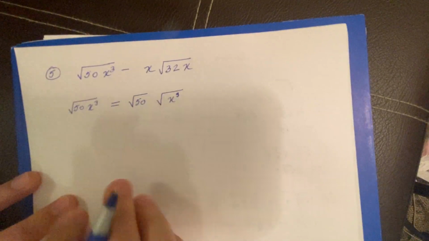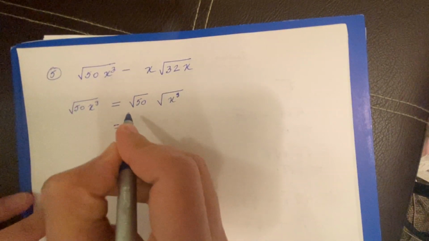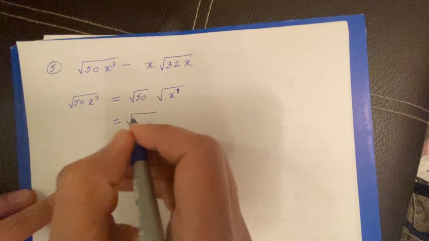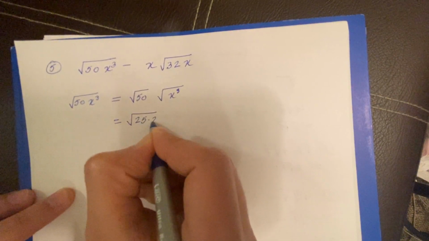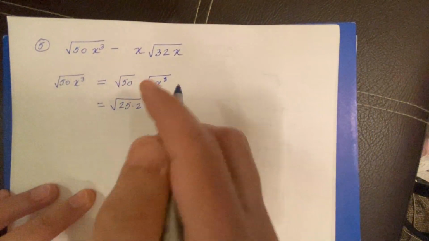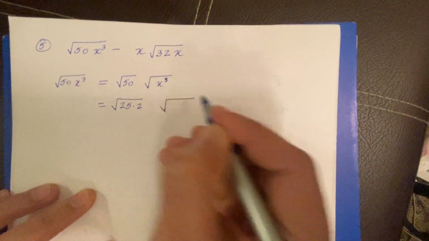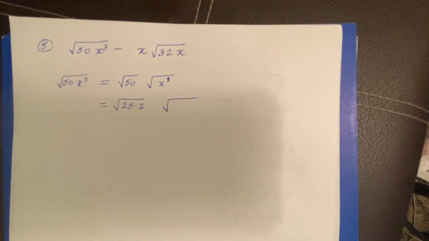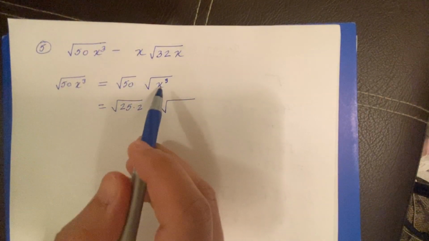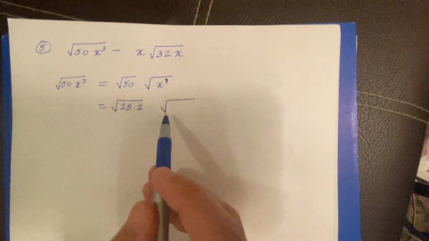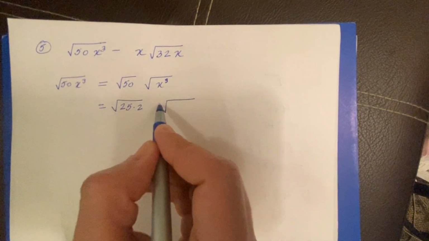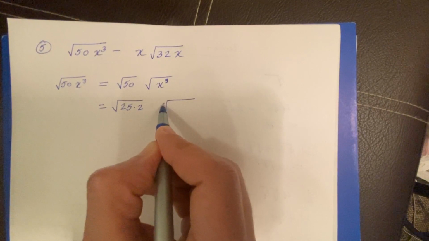All right, so now here 50 we can also say 25 times 2, so square root of 25 times 2. And if you go back to my previous lecture, what we can do here with this x to the power 3 is, since we have square root, so square root has the index of 2.